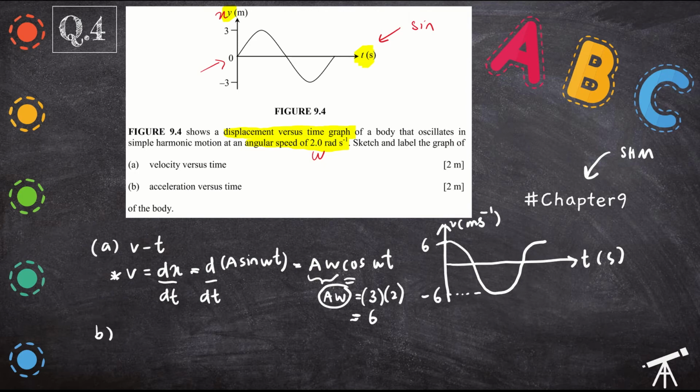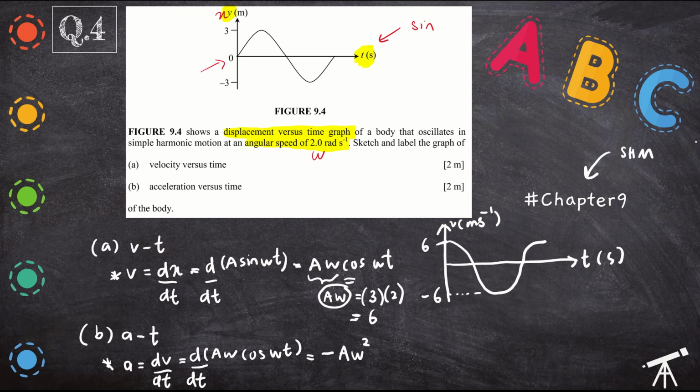To answer B, the question asks us to plot a against time. So we'll do the differentiation once again. So a is equal to the differentiation of v with respect to t. Differentiate A omega cos omega t with respect to time. Differentiating cos will give a negative, so negative A omega squared sine omega t.